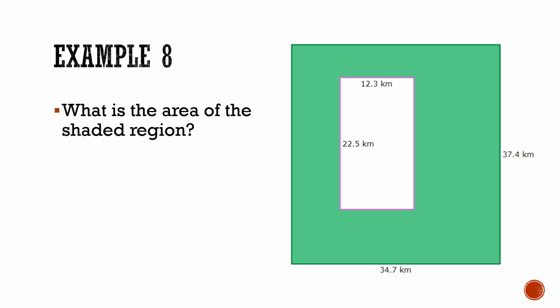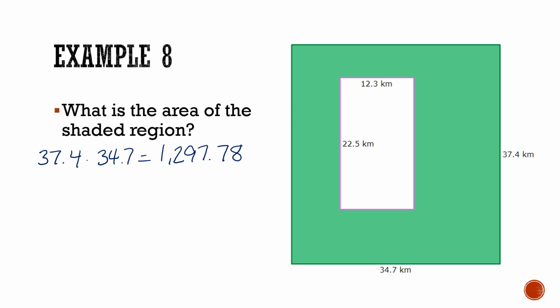So for the area of the green rectangle, we're going to do 37.4 times 34.7. Be very careful entering that because that's confusing. 34.7 times 37.4 is 1,297.78.